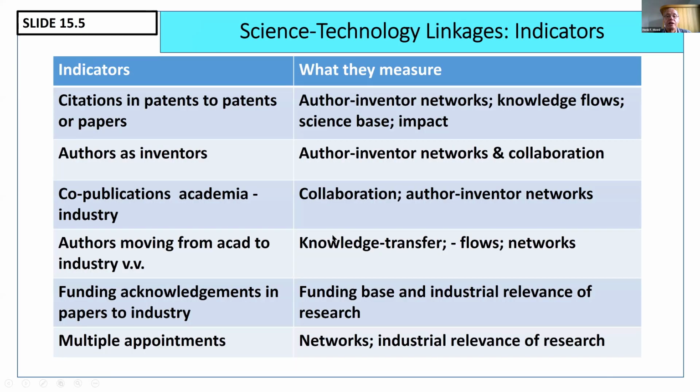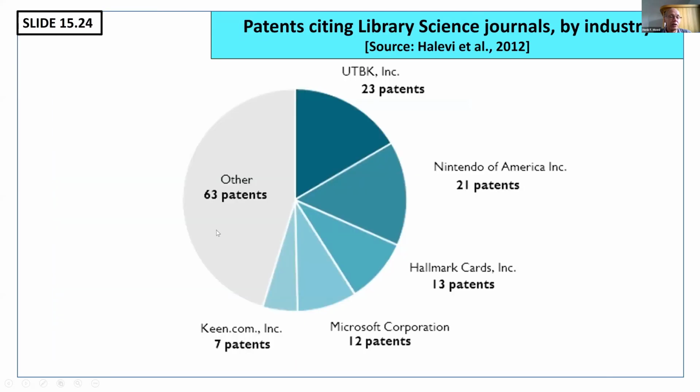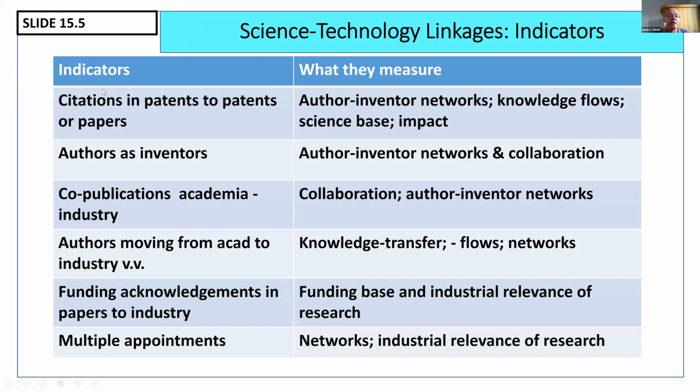So there are large differences, so it seems, among the degree to which the various technological fields depend upon scientific research. So we can calculate lots of indicators: citations in patents to patents, authors as inventors, co-publications between academia and industry, authors moving from academia to industry, funding acknowledgement in papers to industry, multiple appointments, and so on. So this is another important subject of study in our field.